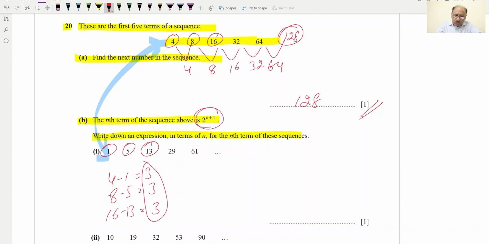So 2 raised to n plus 1 is basically the nth term of this A part sequence. So if we subtract 3, we will get the nth term of the sequence provided here. So we can write nth term will be 2 raised to n plus 1 minus 3. This will be the final answer for 1 mark question.